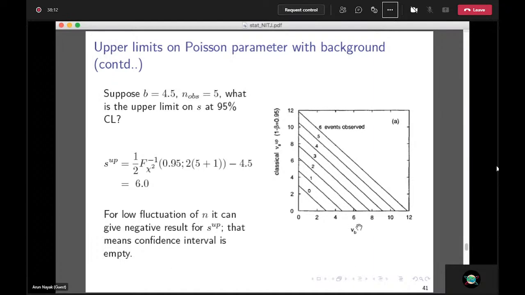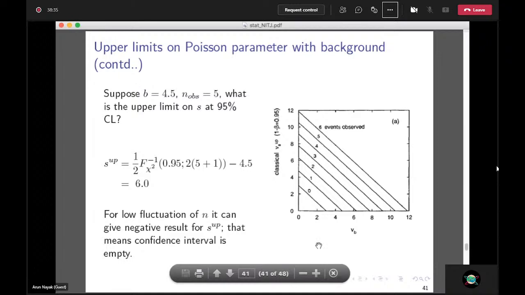But we know before starting the experiment that S cannot be negative, right? It can be 0 or higher. So we cannot give a negative limit on a value after performing an expensive experiment, right?